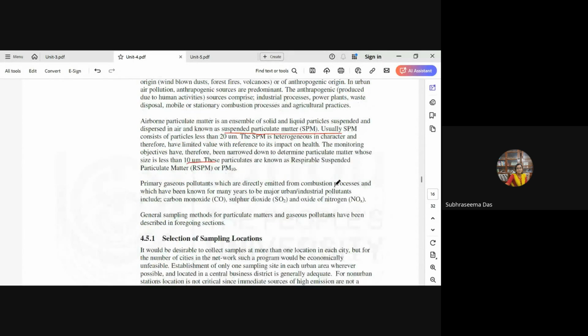So primary gaseous pollutants are those which are directly emitted from combustion sources, and they are like carbon monoxide, sulfur dioxide, and nitrogen oxides. For this process, these are all gaseous samples, and thus the sampling for these pollutants follows a different route.